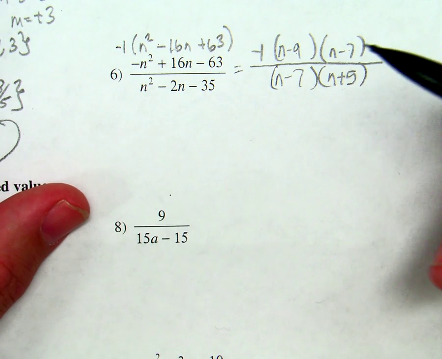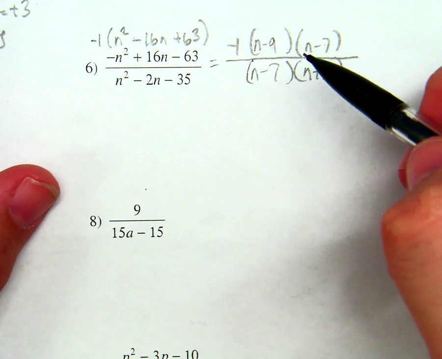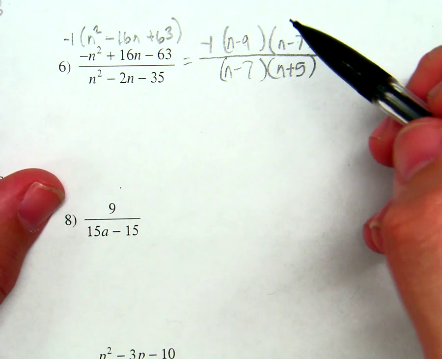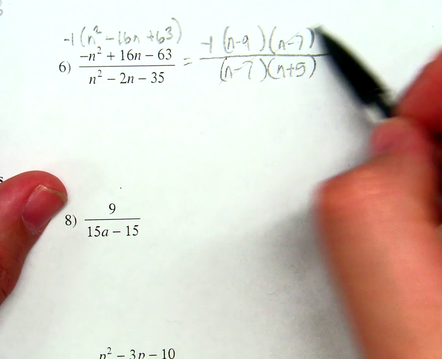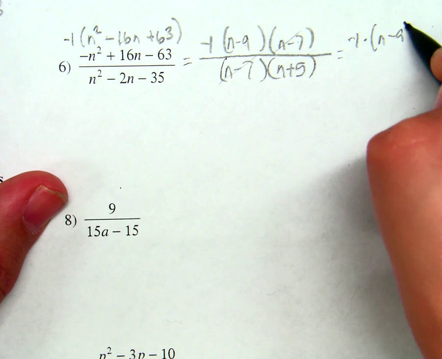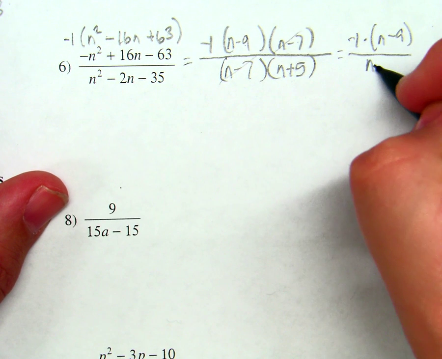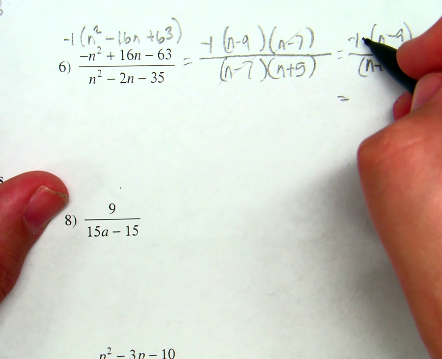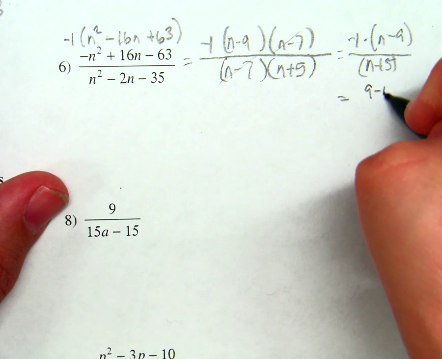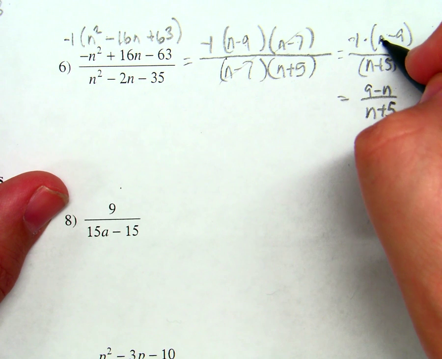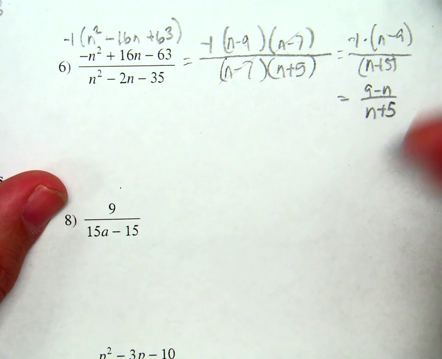Now, if we're just going for the simplified version of this, we divide out the n minus 7s, and we'd get -1 times n minus 9 over n plus 5. Or you could have said, if I switch this, it would be 9 minus n over n plus 5, because the negative would make the n negative and make the 9 positive, so it would just switch it around.